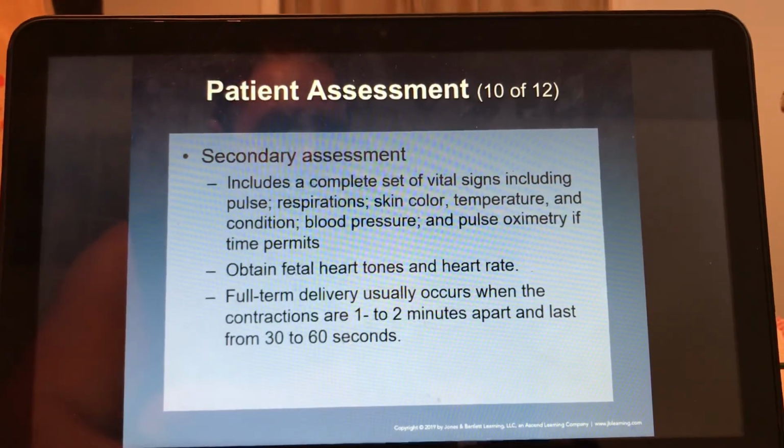If you can, go ahead and do a secondary assessment. If you can, if you have time. If you can get the fetal heart tones and you do have a Doppler, fantastic. If not, if you can listen with a stethoscope, listen to them, see if you can find them, make sure that they're good.